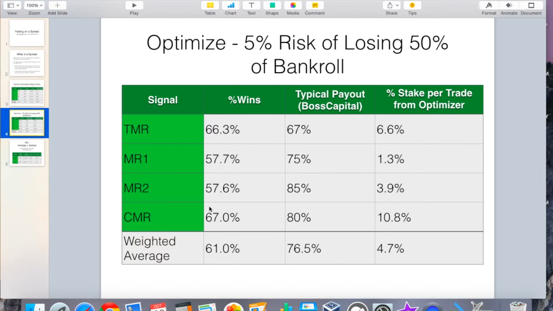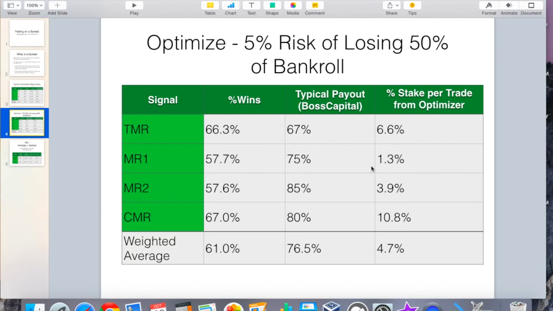So you can see, if you have a high win rate with the 67% and a pretty high payout at 80%, you're going to be staking a lot more on this trade than you would be like the MR1, where you're only at a 58% win rate and a 75% payout, where you'd only be wanting to stake 1.3%.